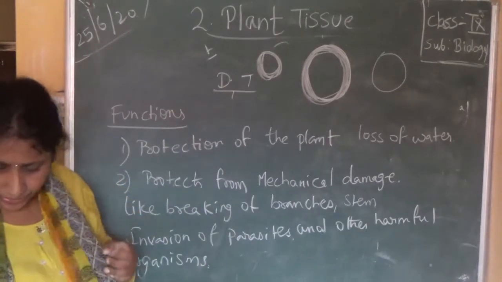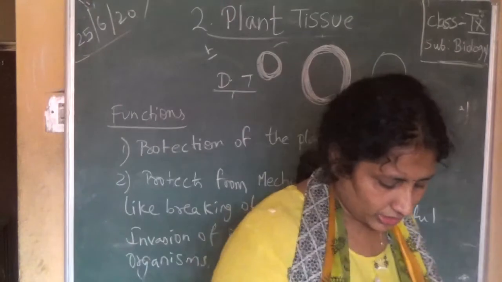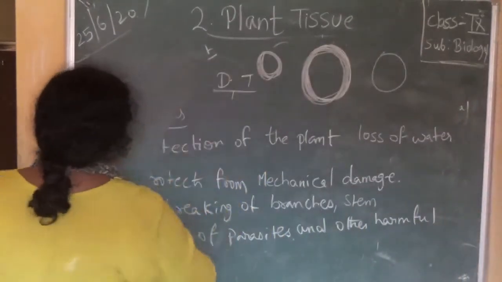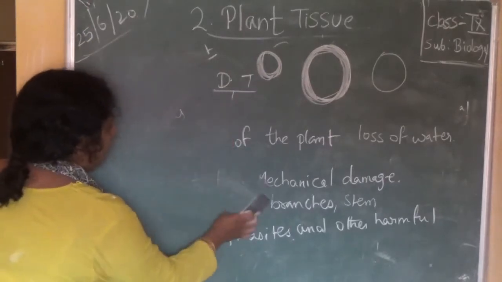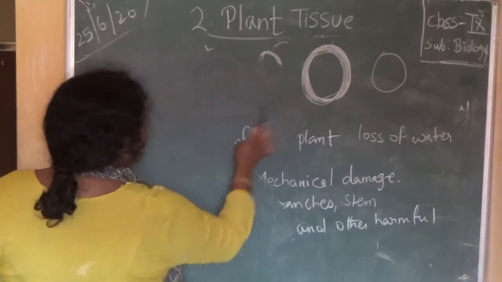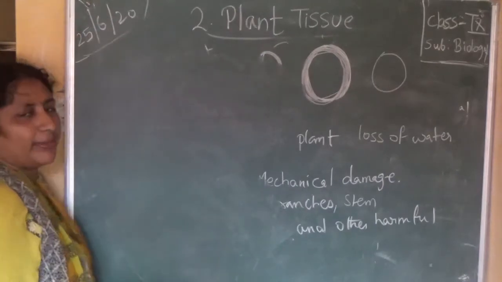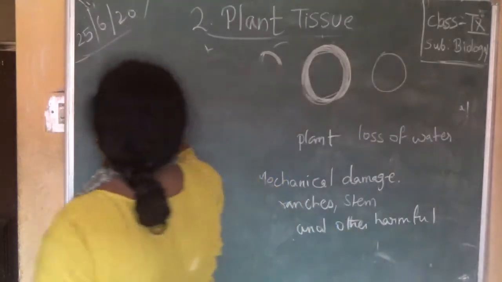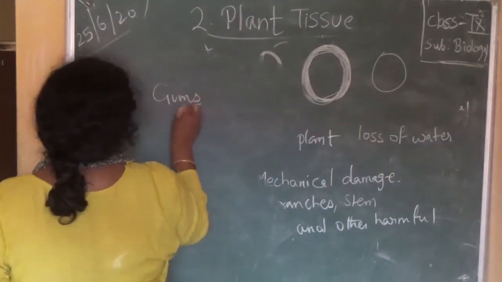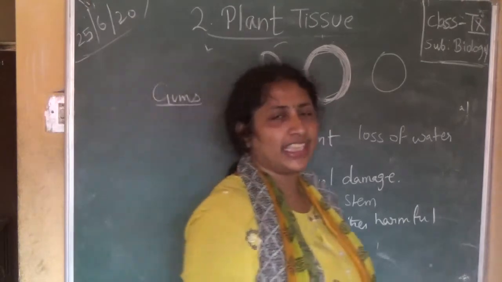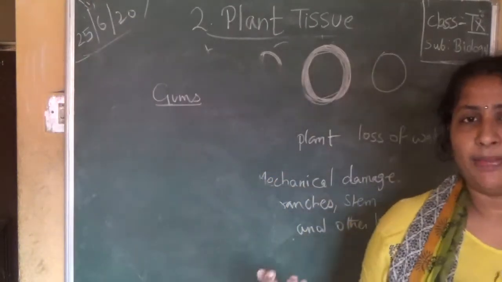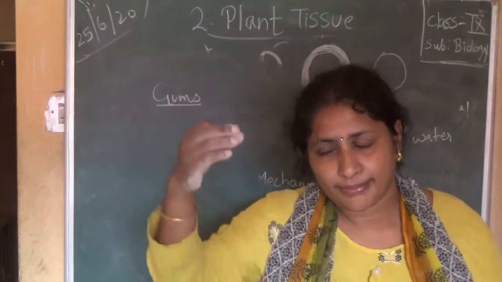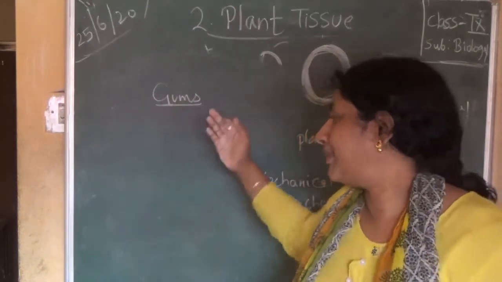Now one more point is, you see some big trees, you will see some gummy substance on the bark. On the bark we have something sticky. That is nothing but gums. We will call them gums. If you see neem plant, acacia plant, banyan plant, you will see some sticky substance on the bark. That is nothing but gums.